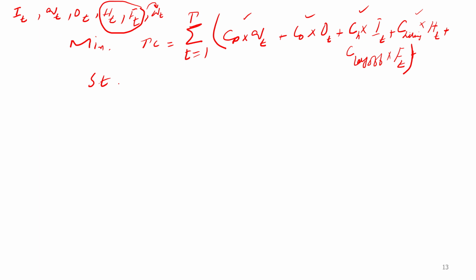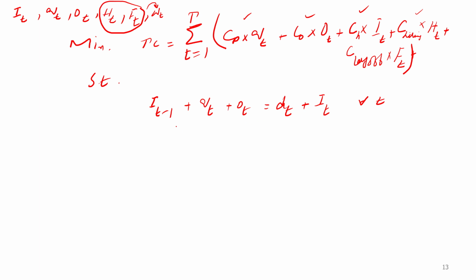Subject to, the first constraint is the inventory balancing constraint. We are saying that the last time period inventory plus the regular time production quantity plus the overtime production quantity must be equal to the demand of the time period plus the inventory at the end of that time period. This constraint should be satisfied for all the time periods.